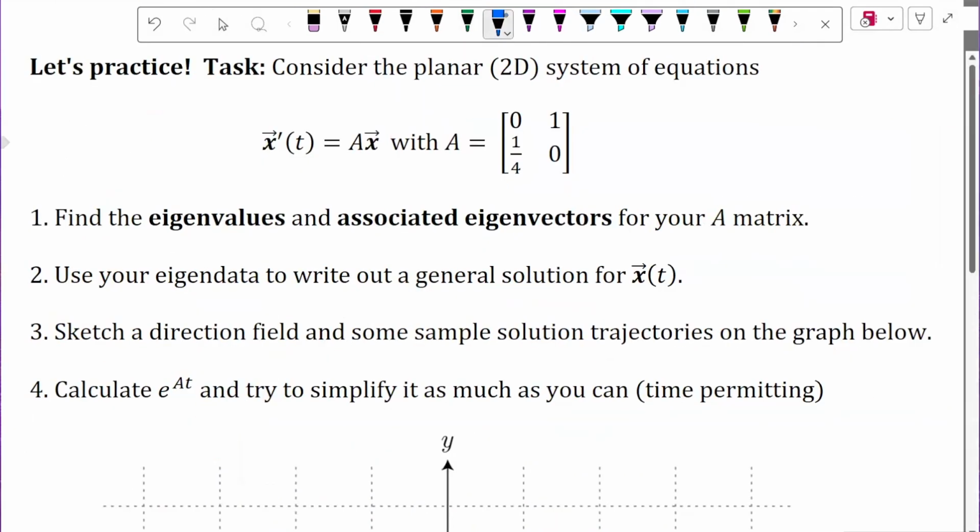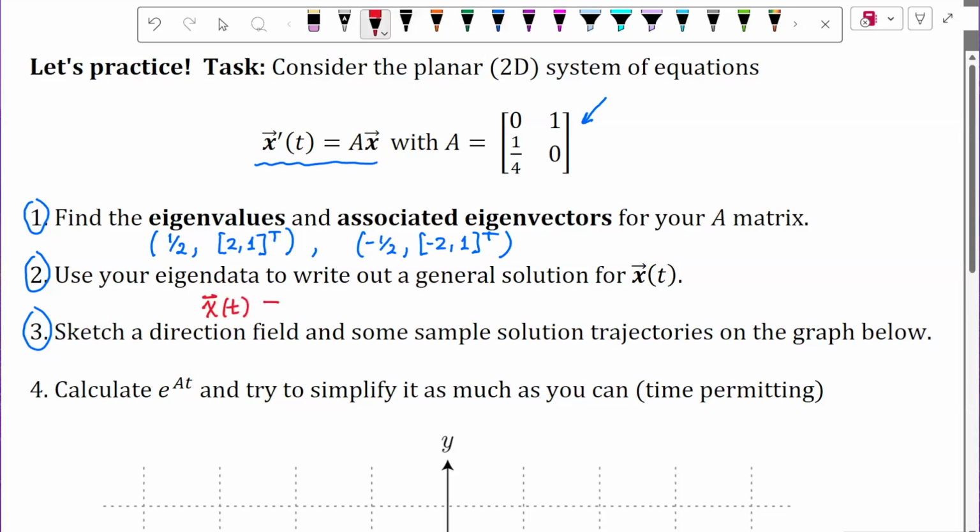Okay, given this linear constant coefficient homogeneous differential equation with coefficient matrix A given by 0, 1, 1/4, 0, let's walk through the steps of finding the eigenvalues and associated eigenvectors, using the eigendata to write out a general solution, and sketching a direction field. We are going to practice a lot more of this in class, but we'll do one example here. Using the standard techniques that you learned in your linear algebra class, we can find the eigenvalues 1/2 and -1/2 and their associated eigenvectors. Using this, the general solution is written as a linear combination.